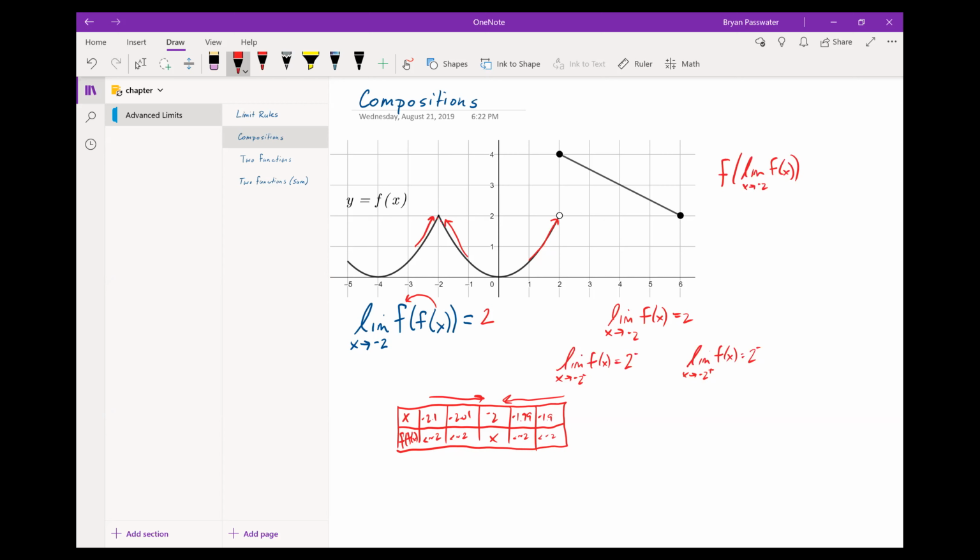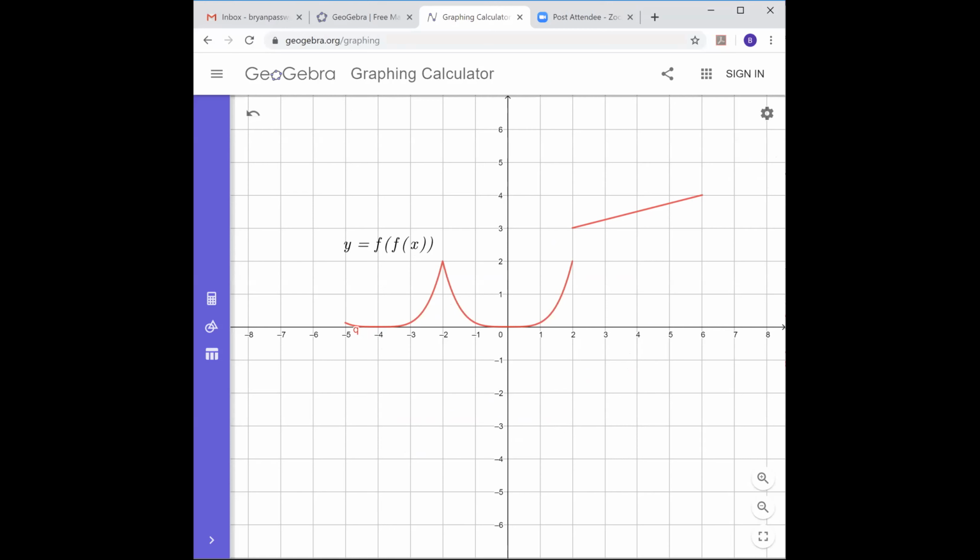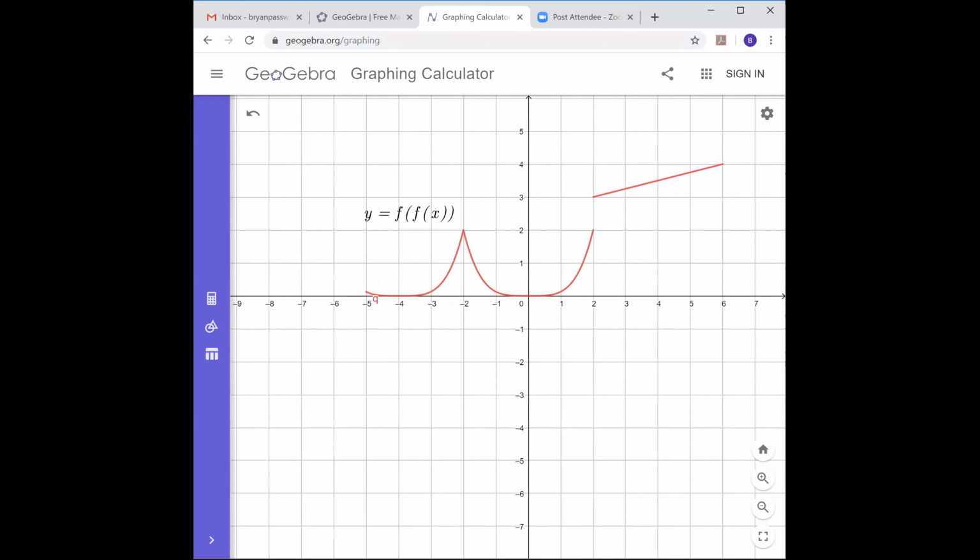I think what also might help students to believe this is, I went ahead and typed these into my GeoGebra graph, and then once I was done with that, I decided to graph the composition. So the composition f of x has some similarities to our original function, but it is a composition. And so if I were to ask on this graph, what's the limit of f of x as x approaches -2, well, this is the new function. This is not f, this is the composition.